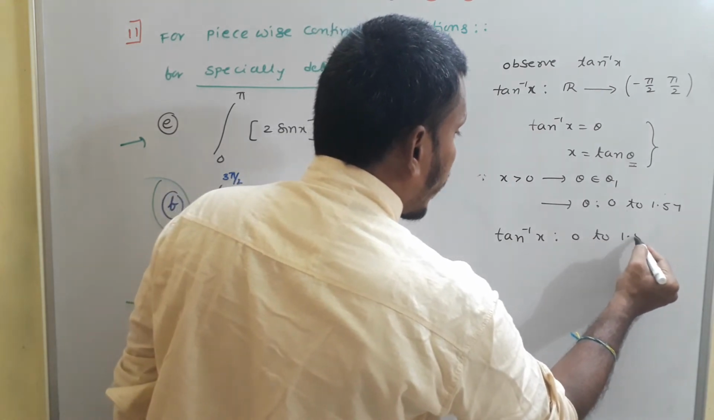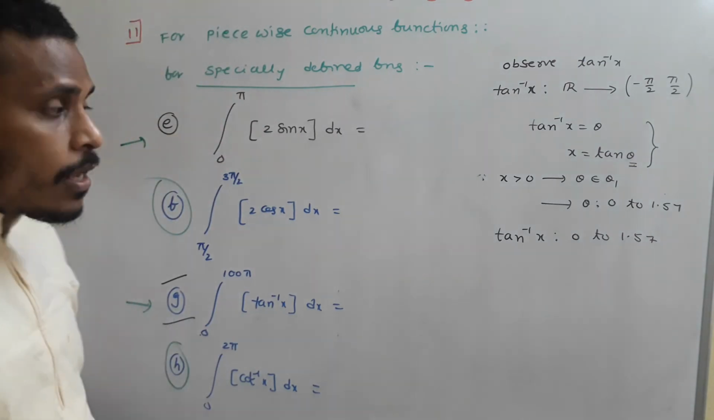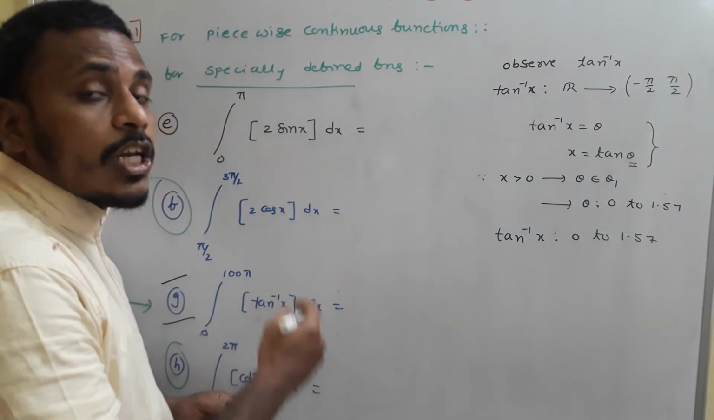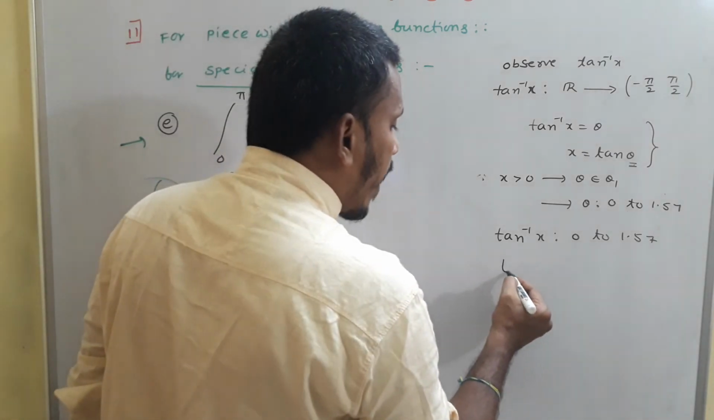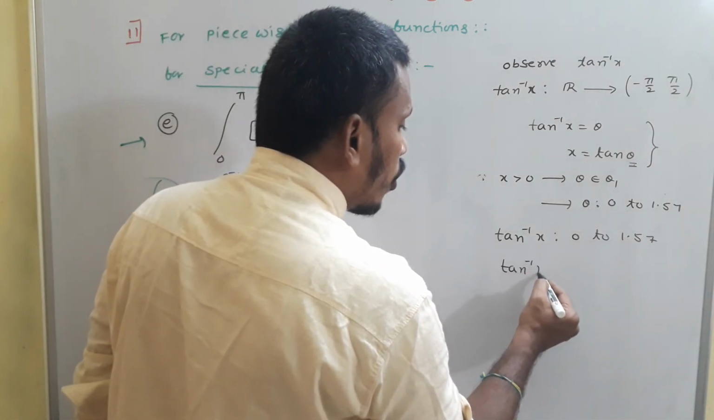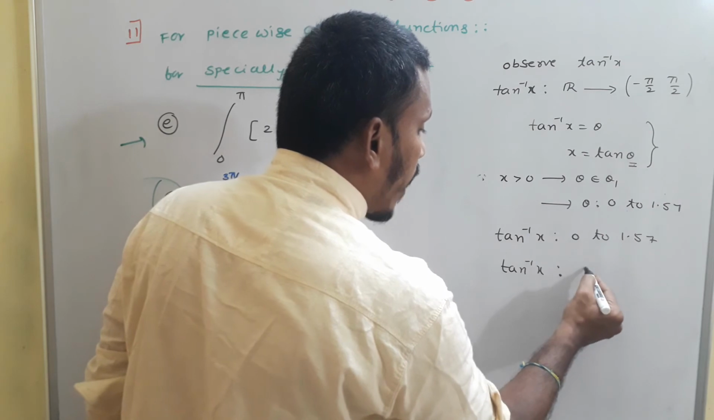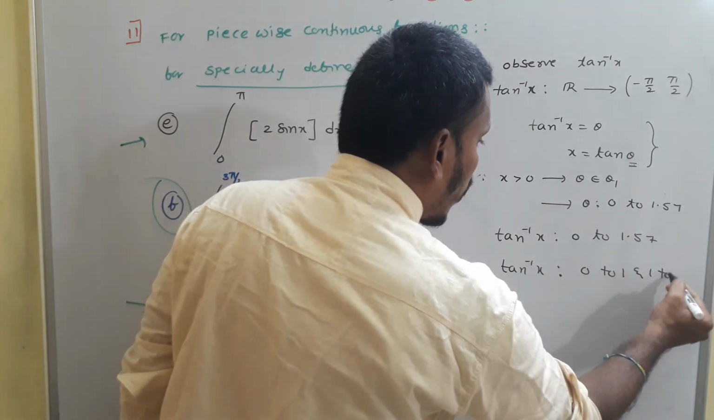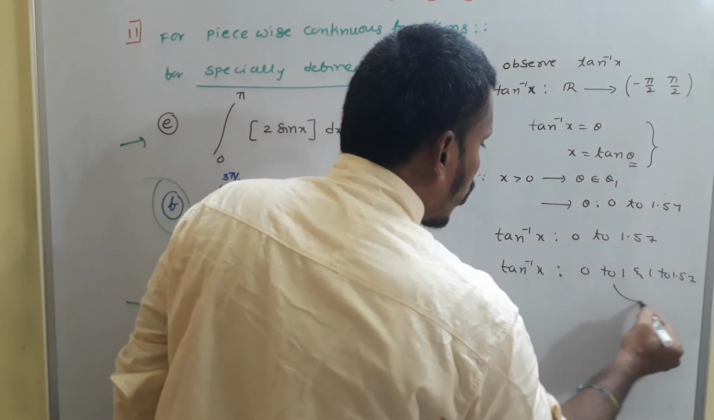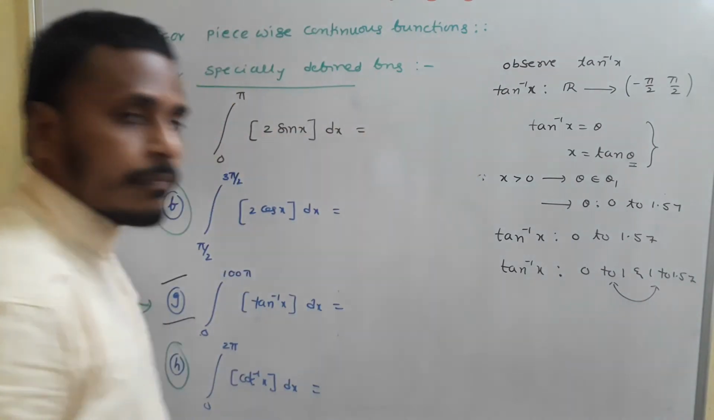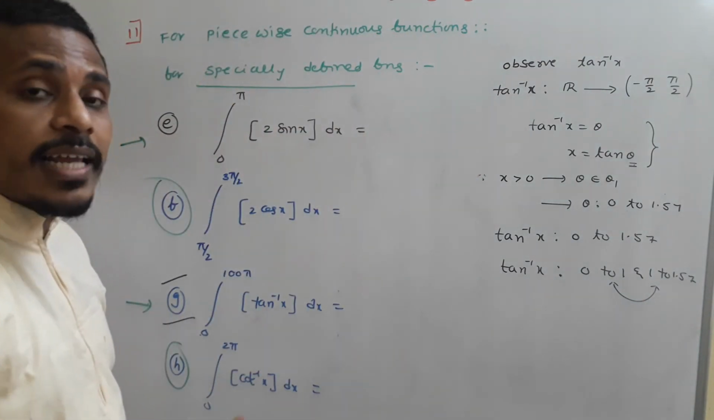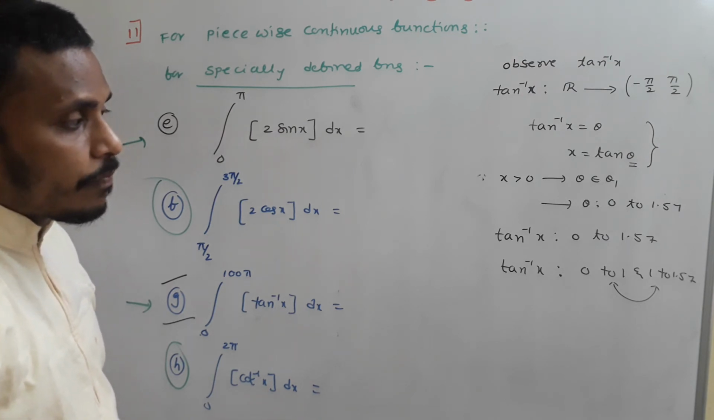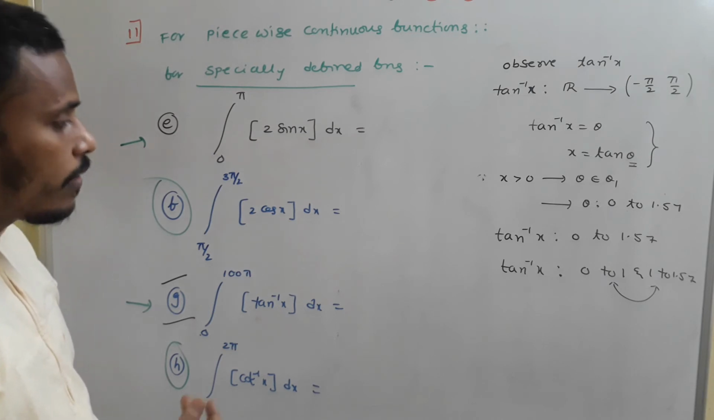So I asked you to observe where the integer function changes its value from one integer to another. Tan inverse x is changing its value from 0 to 1, and then from 1 to 1.57. So at 1 only. For tan inverse x to be 1, see what will be the value of x.